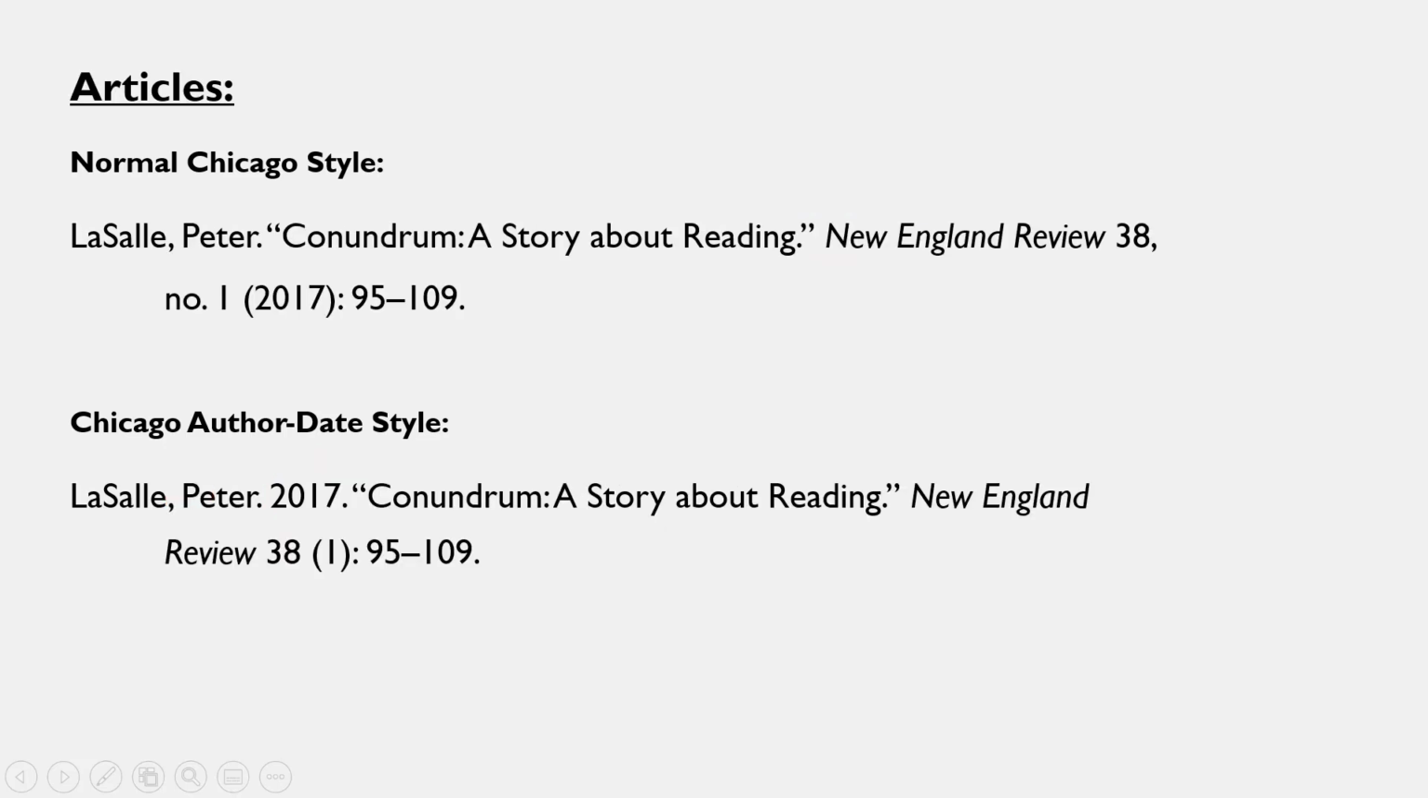For articles, unsurprisingly, the restructuring is slightly more complex. Once again, the date of publication is brought up to right after the author name and followed by a period, but in this case it is brought out of the parentheses it had been in regular style. However, the parentheses do not go away and do not stay empty. The issue number is placed in the parentheses and the abbreviation for number, N-O period, is omitted.